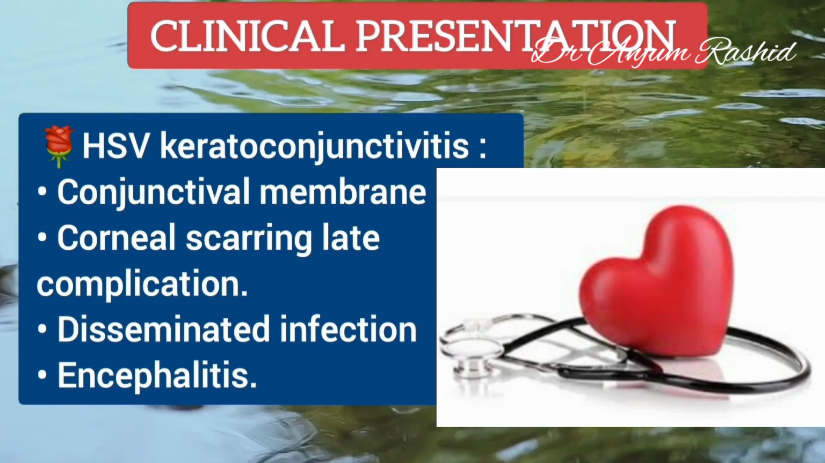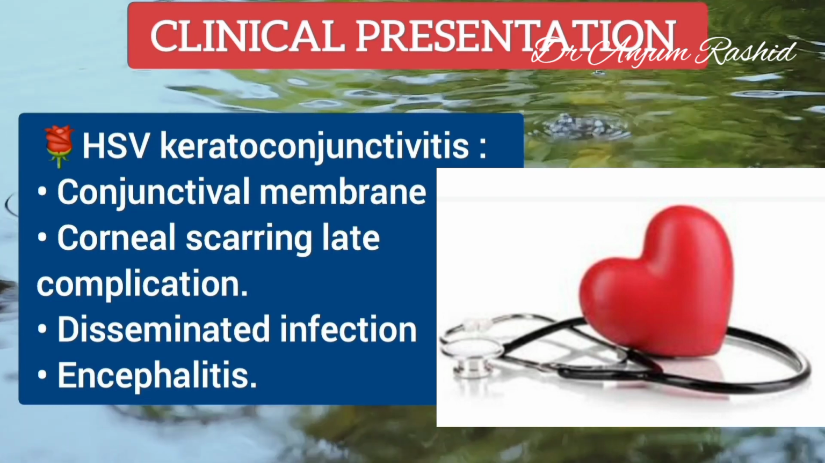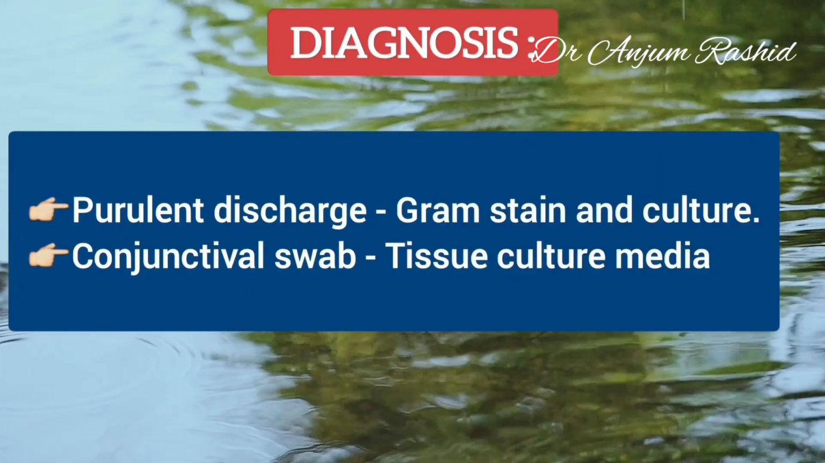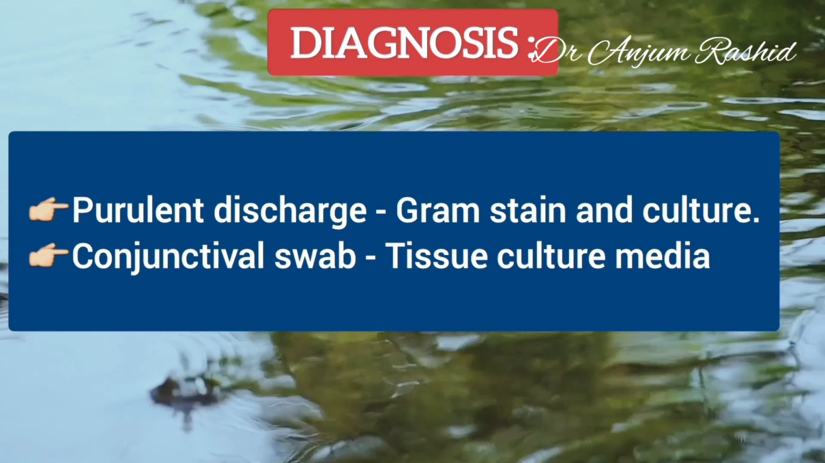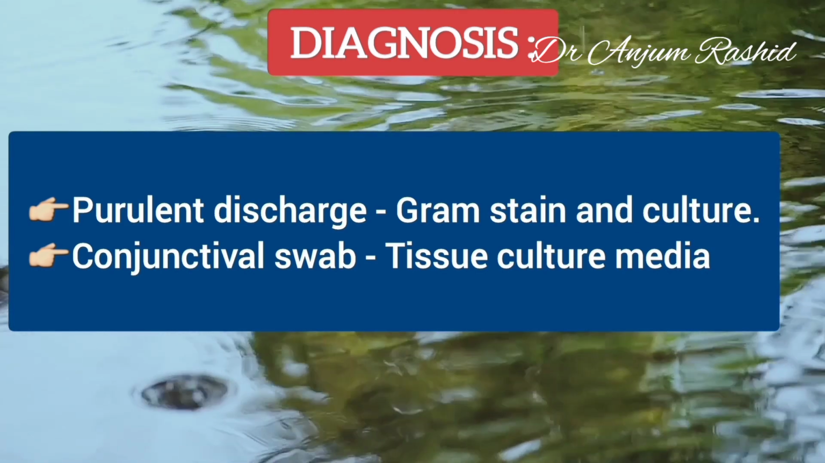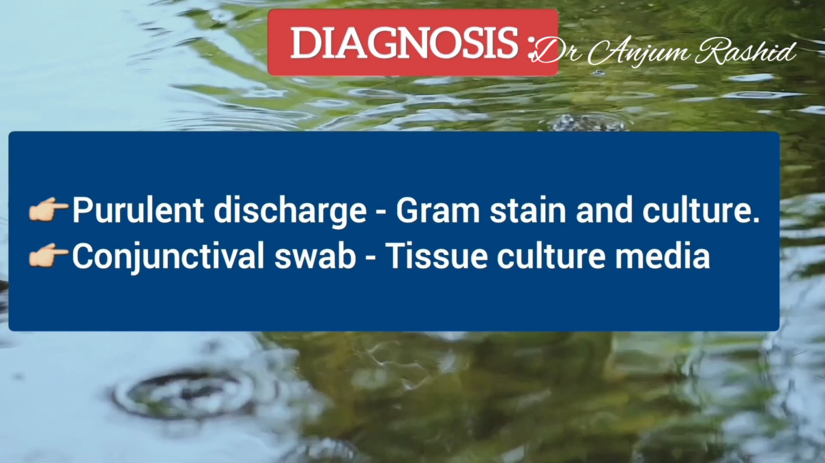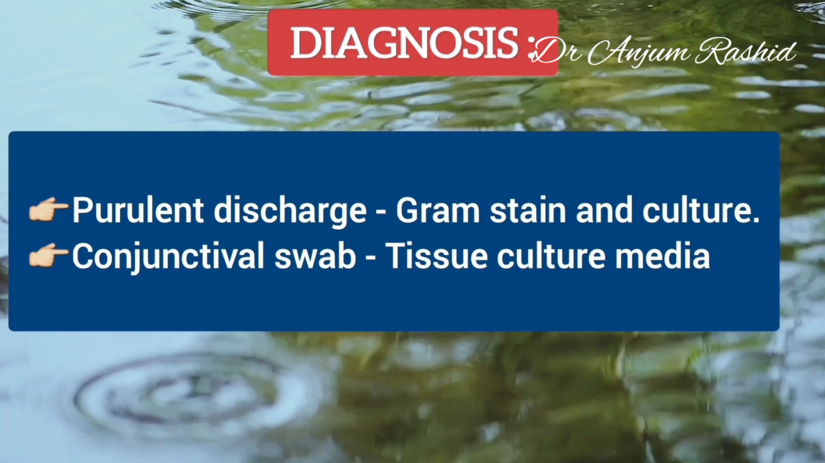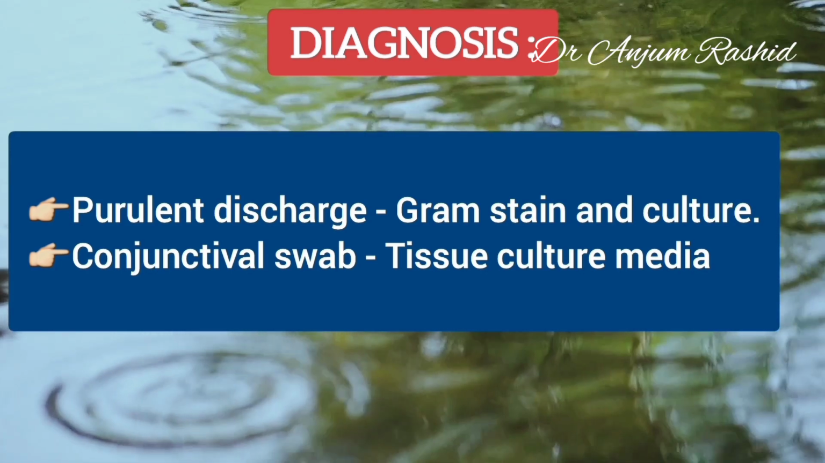Now, herpes simplex virus keratoconjunctivitis may be associated with disseminated infection or herpes simplex virus encephalitis. Now, I will discuss the diagnosis. Neonatal conjunctivitis, which appears 48 hours after birth, should be evaluated for a possible infectious cause. Now, gram stain and culture of the purulent discharge should be performed. If a viral cause is suspected, then a swab should be submitted in tissue culture medium for virus isolation.